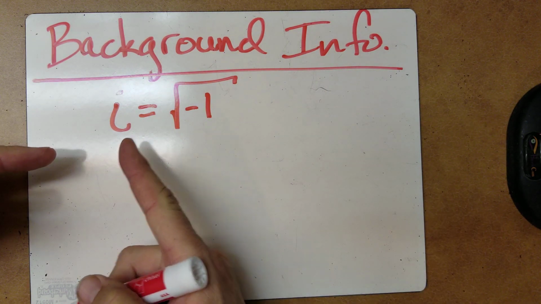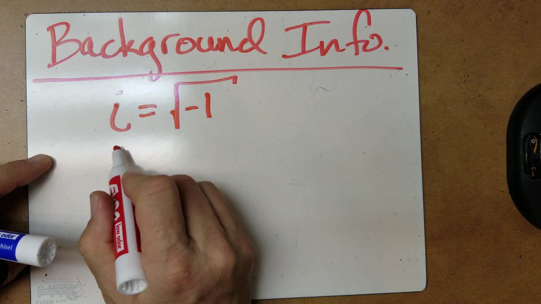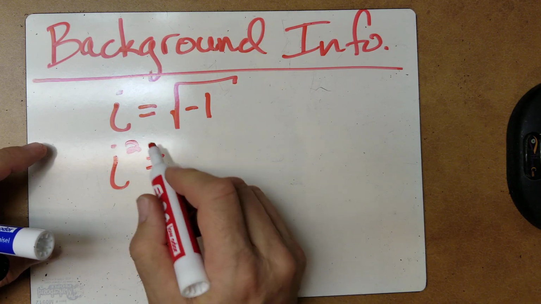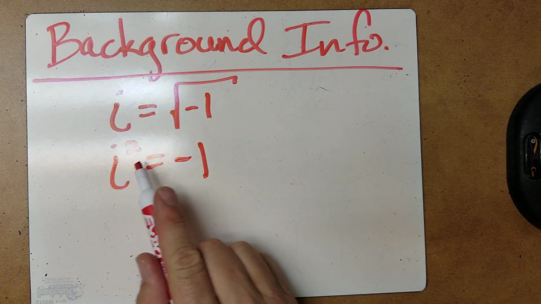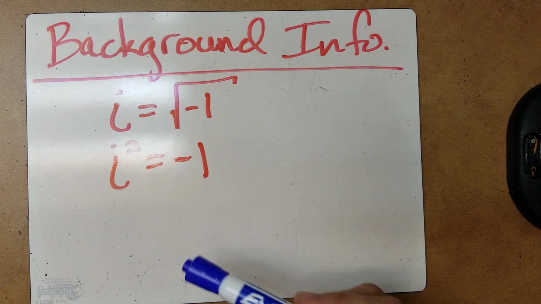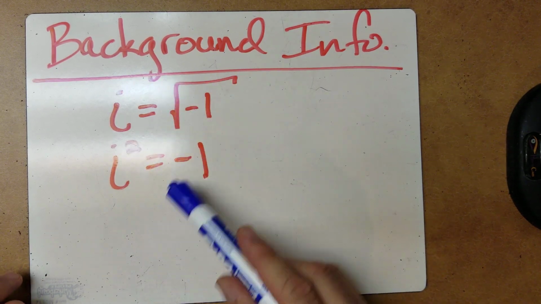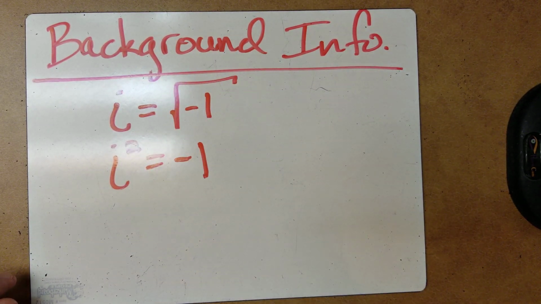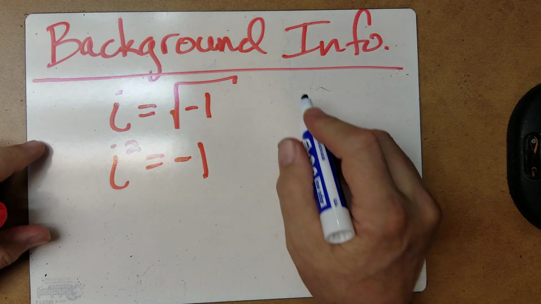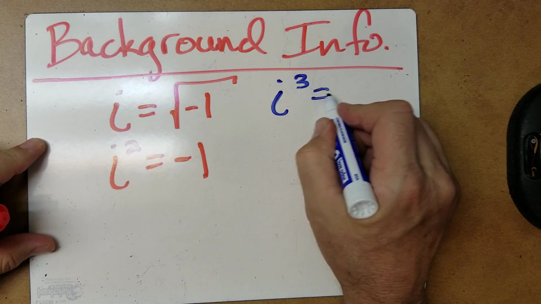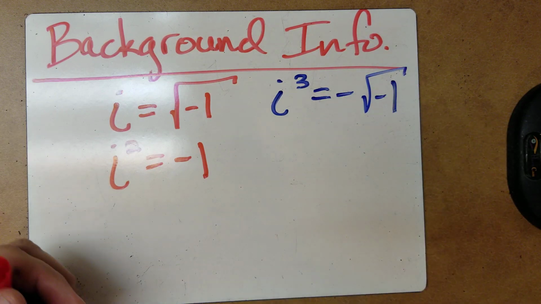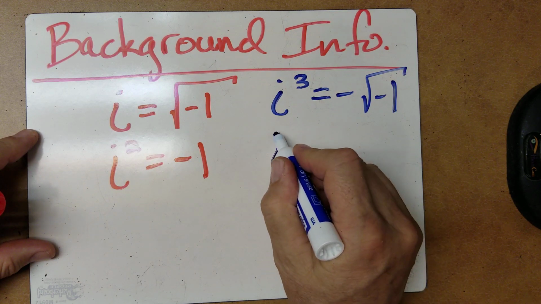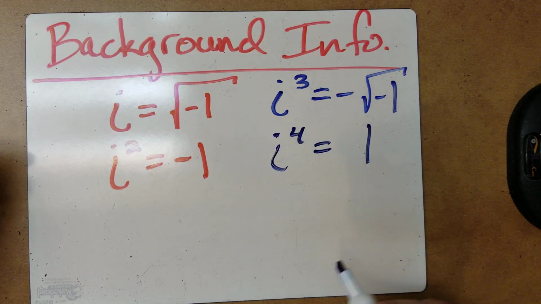But if i equals the square root of negative 1, then that would mean that i squared is going to equal negative 1. That's because if I squared this, it would nullify that square root sign and just give you that. But then they went a little further and said i to the third is going to equal the negative square root of negative 1. And then they went even further still and said i to the fourth is going to equal positive 1. This is by definition.